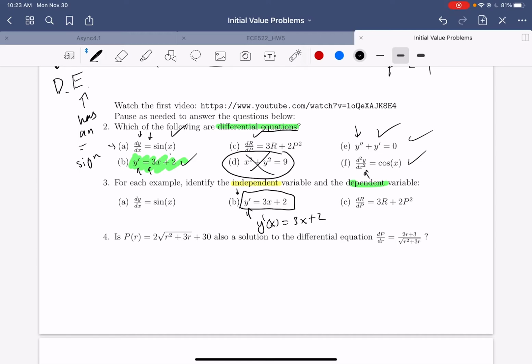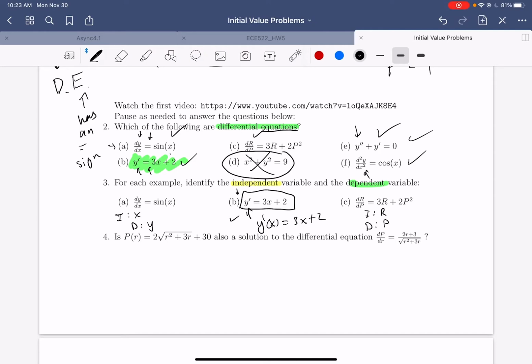Right. But, okay, so let's answer the question. The independent variable in this case is x. The dependent is y. We already did that for b, which was the same. And for c, the independent variable is r. It's the thing on top. The dependent variable is p.